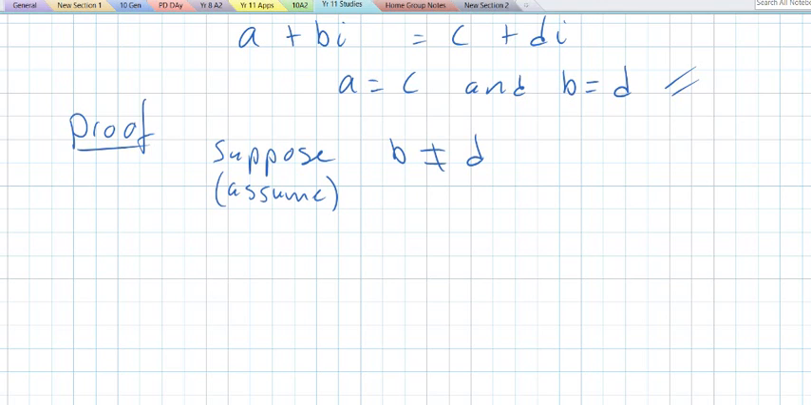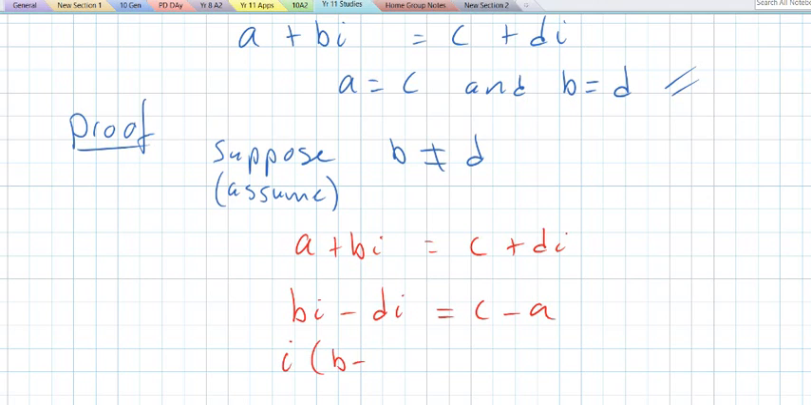You don't have to copy this down, but try and follow the logic as we go. If we have a plus bi equals c plus di, then we can do some rearranging to get all the imaginary parts on one side. So it becomes bi take di equals c take a. And then we can remove i as a common factor on the left-hand side. b take d equals c take a.